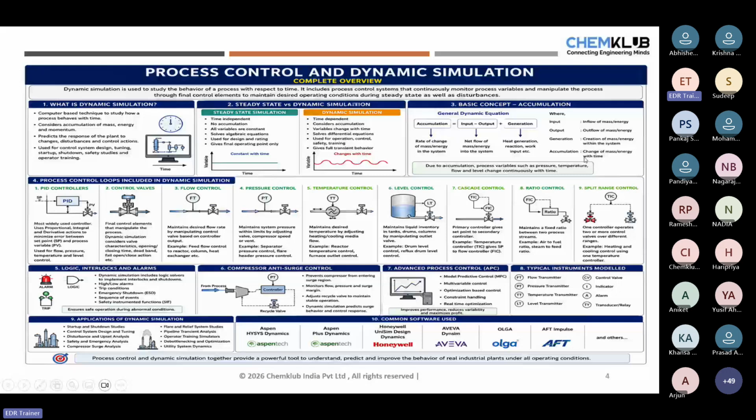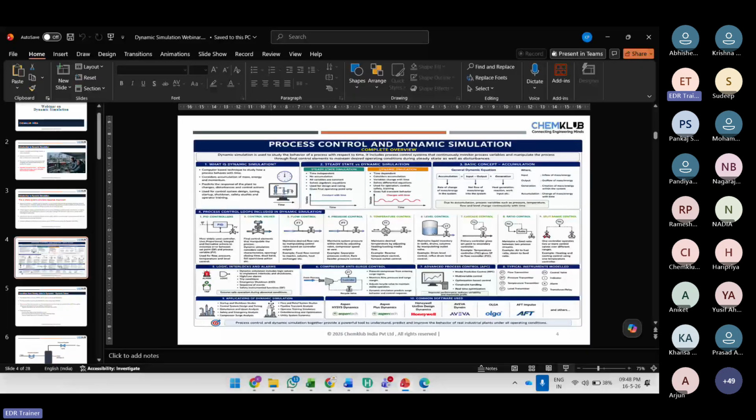But when it comes to the real system, when it comes to the training on the dynamic system, we will be going either with the control systems or compressor anti-surge systems. These are the two popular things that are normally taken when it comes to the training part.